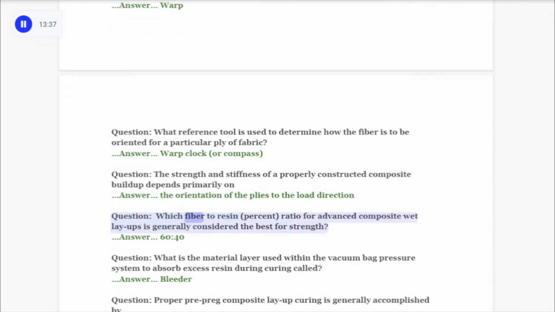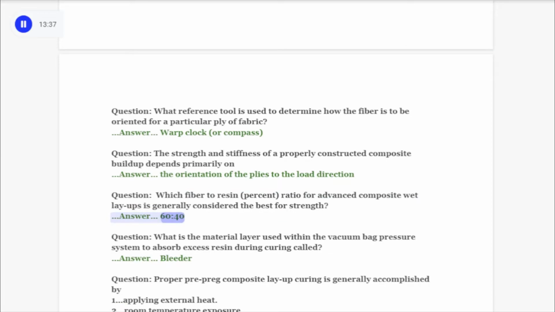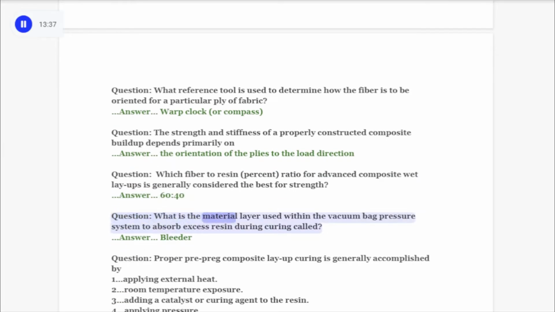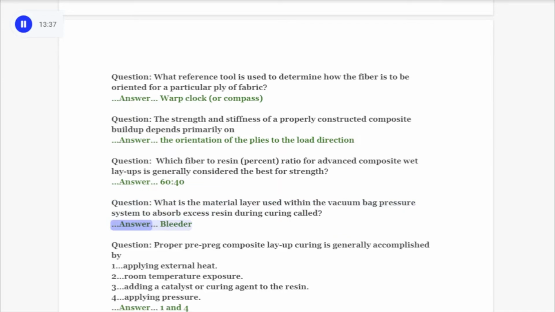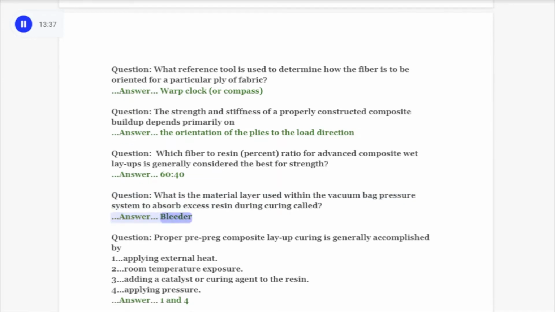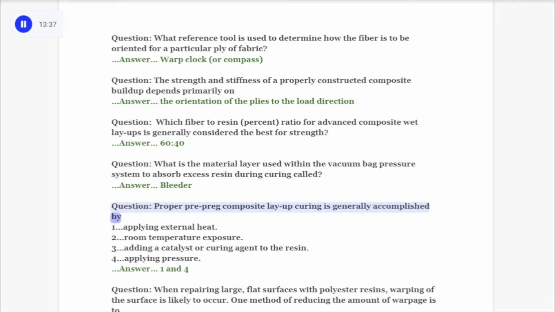Question: which fiber to resin % ratio for advanced composite wet layups is generally considered the best for strength? Answer: 60:40. Question: what is the material layer used within the vacuum bag pressure system to absorb excess resin during curing called? Answer: bleeder. Question: proper pre-preg composite layup curing is generally accomplished by 1.